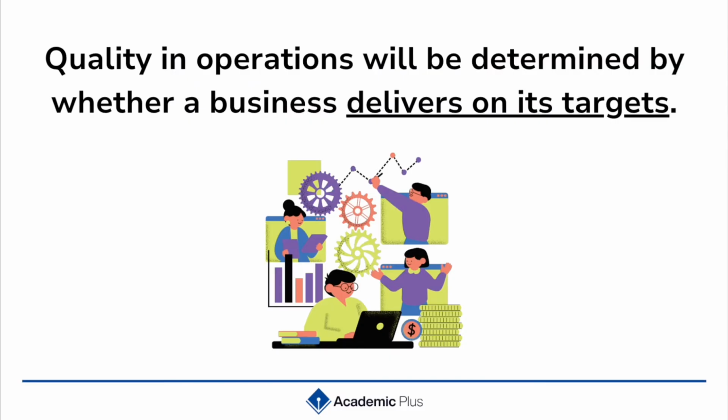And when we look at quality specifically in operations, well, this will be determined by whether a business delivers on its targets or not. So the managers will be the ones who set these targets for the business. So a business with good quality operations will meet these targets consistently, such as reducing the level of waste.